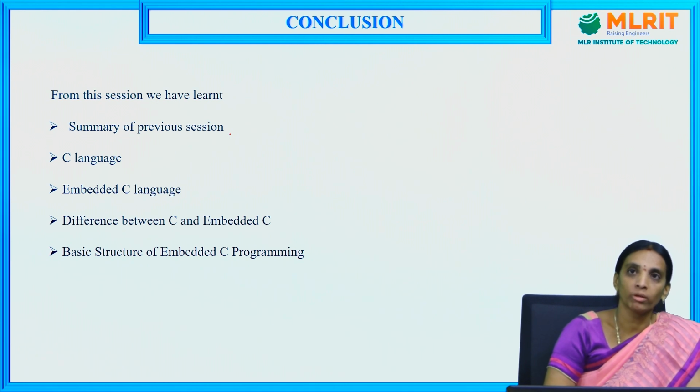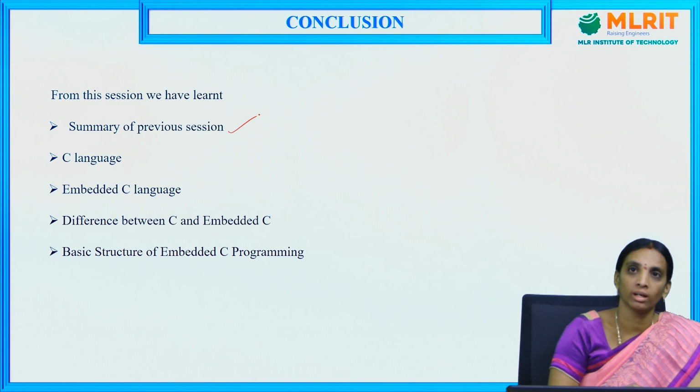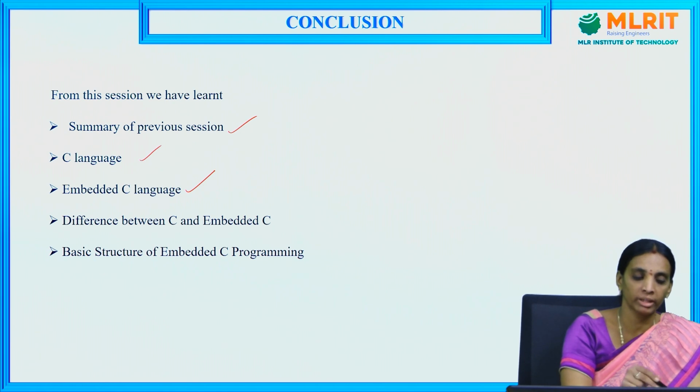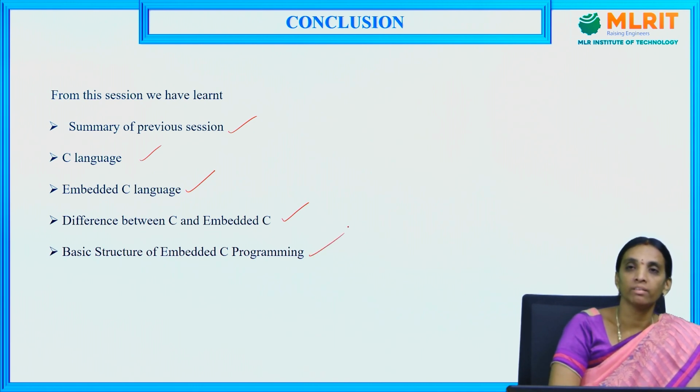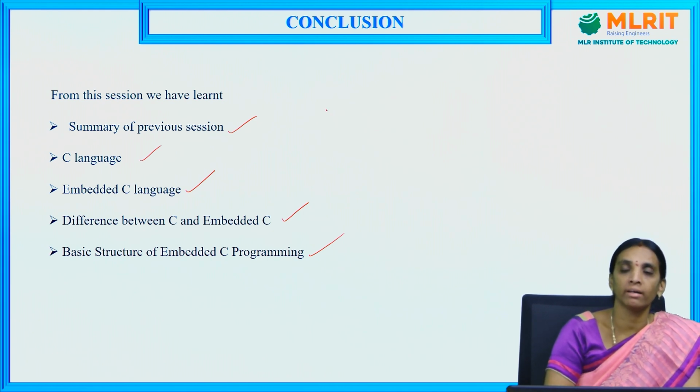So these are the topics discussed in the present session. We have discussed the summary of the previous session, what is C language and its features, what is embedded C language and its features, the differences between C and embedded C, and the basic structure of embedded C programming. In the next session we are going to discuss the keywords, data types, and variables used in embedded C programming.